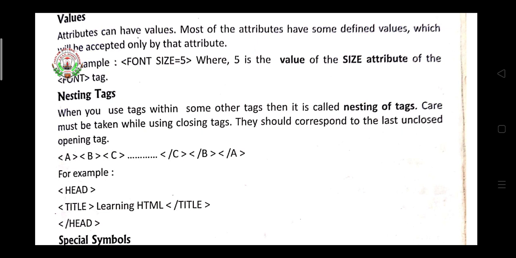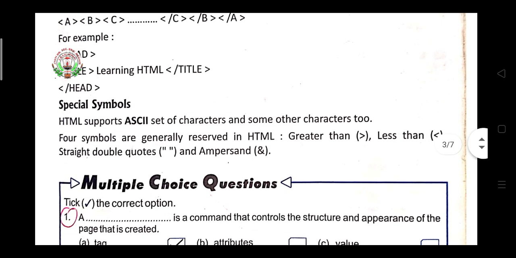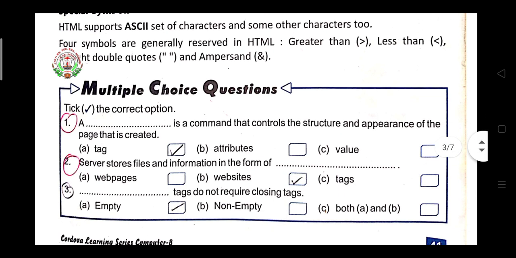So nesting tag: if you are using a tag within some other tag, this is known as nesting tag. Some special symbols are there. HTML supports ASCII values, and there are different symbols. These symbols you are not supposed to write in your code.